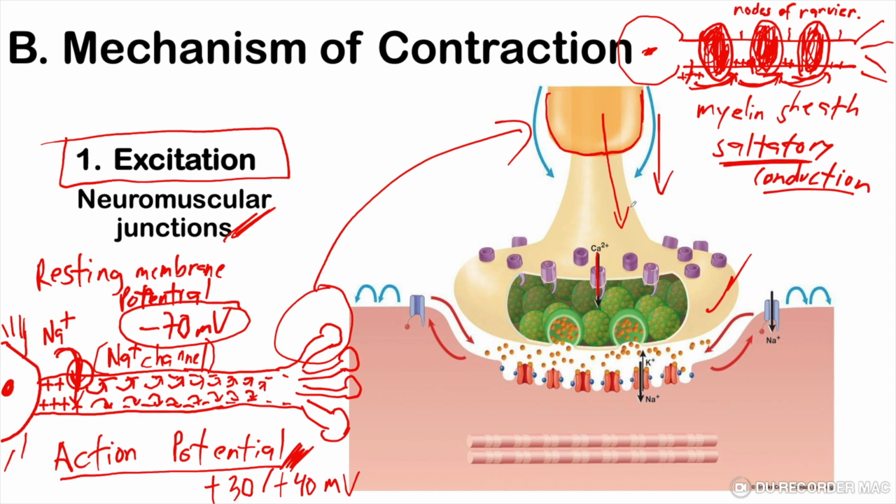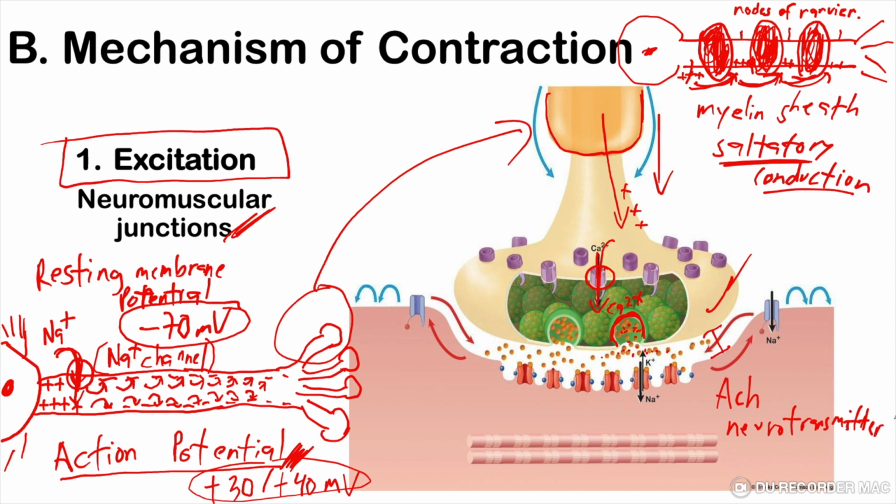When the positive action potential reaches the end portion, it will signal these calcium channels right here to allow calcium to go inside. When calcium is inside, it will bind to the synaptic vesicle and signal the synaptic vesicle to release its content into the space right here. We call this space the synaptic cleft. What are these things that are released into the synaptic cleft? These are your ACh, your acetylcholine neurotransmitters.